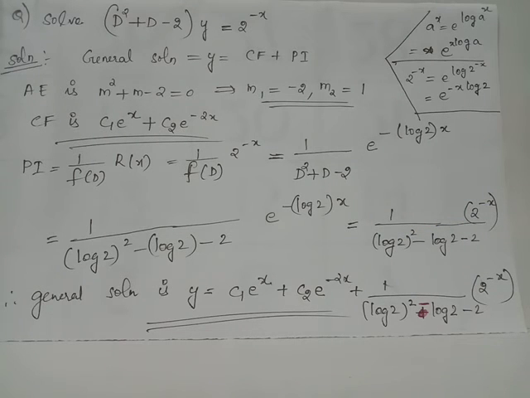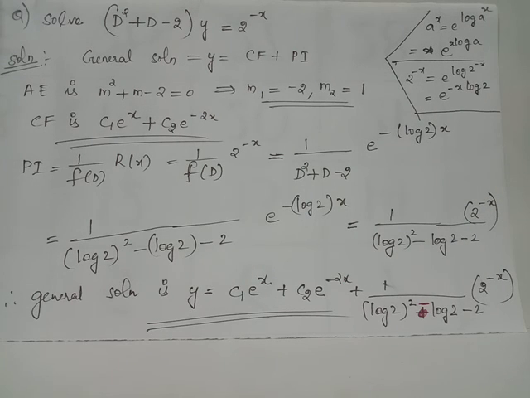By the rule, in order to evaluate the PI when the RHS is an exponential function of the format e^(ax), we have to replace capital D by a in the expression of f(D). Here f(D) = D² + D − 2. When D is replaced by a = −log 2, we obtain the denominator as (−log 2)² + (−log 2) − 2. Thus the denominator becomes (log 2)² − log 2 − 2, which is a non-zero quantity. You can rewrite e^((−log 2)x) as 2^(−x) itself.